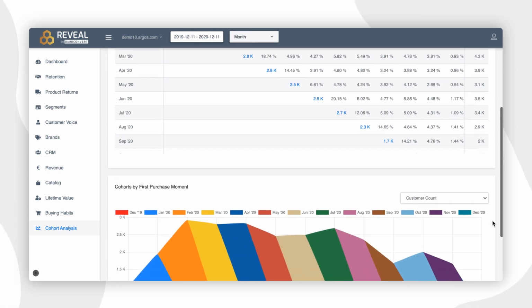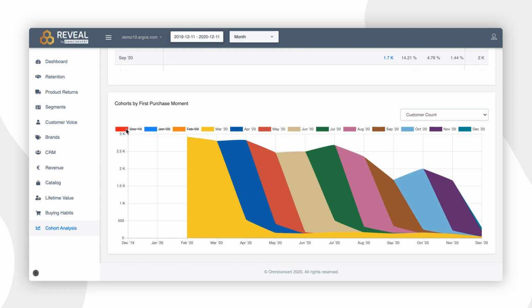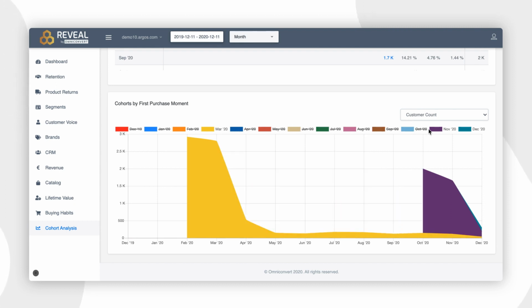An easier way to visualize the trend is to look at this graph and choose the month you are interested in. For example, if you want to check what was the impact of the customers you acquired in March, uncheck all of the other months to look only at that month.